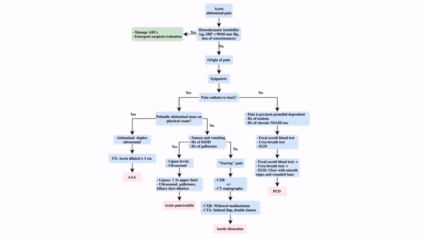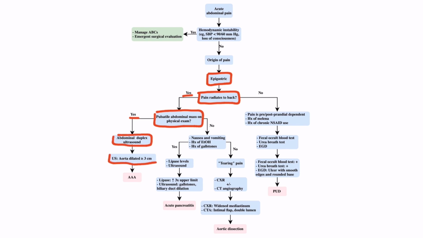Common etiologies of epigastric pain are abdominal aortic aneurysm, acute pancreatitis, aortic dissection, and peptic ulcer disease. Pain that classically radiates to the back can direct us to a possible diagnosis of AAA, acute pancreatitis, or aortic dissection. Presence of a pulsatile abdominal mass on physical exam needs to be confirmed with an abdominal ultrasound when there is suspicion of an AAA. Aortic dilatation greater than 3 centimeters confirms the diagnosis.